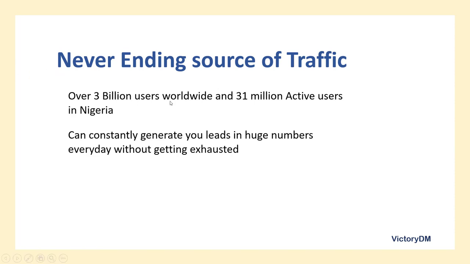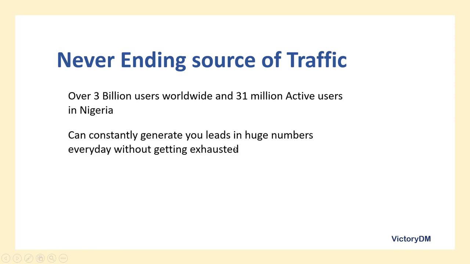We have over 3 billion users worldwide on Facebook and Instagram, and we have 31 million active users in Nigeria. You can't really exhaust 31 million persons, and the more some persons are going, the more other persons are coming. So you can't really exhaust 31 million persons because fresh people are coming in daily.